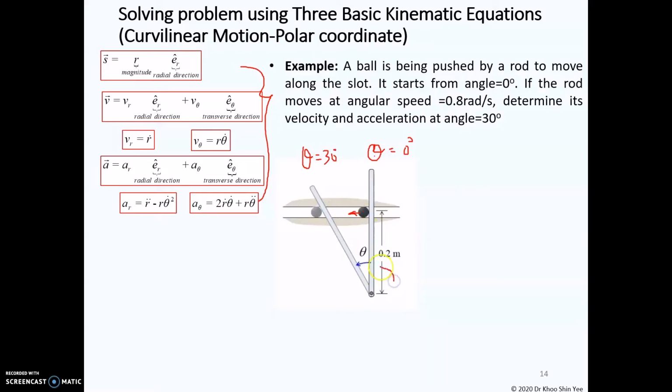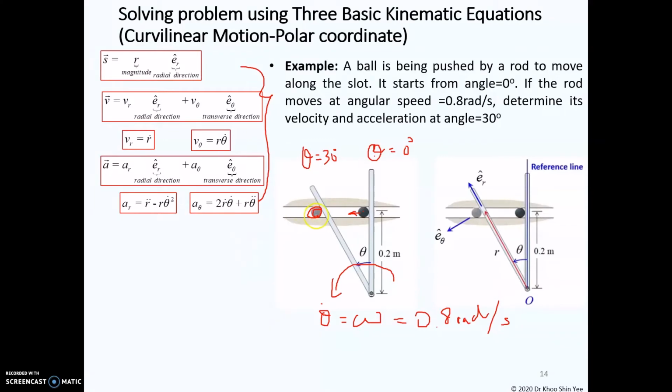The motion of the rod is due to the angular velocity, which is given by 0.8 radian per second. You are going to find the acceleration and velocity of the ball at this moment.